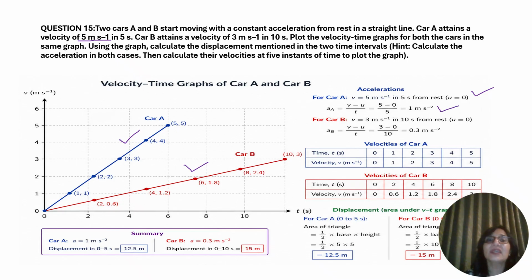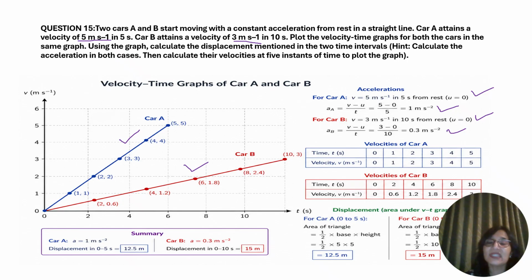For car B, it is mentioned that the velocity is 3 meters per second in 10 seconds. Again, it is from rest, so u is 0, and you will get the acceleration for car B, that is 0.3 meter per second square. Now, how do you calculate the velocities of car A? Here you need to plot the graph because they have told us to plot the velocity time graph for both the cars in the same graph. So you have to take time t, then velocity v, and then likewise the velocity of car A.